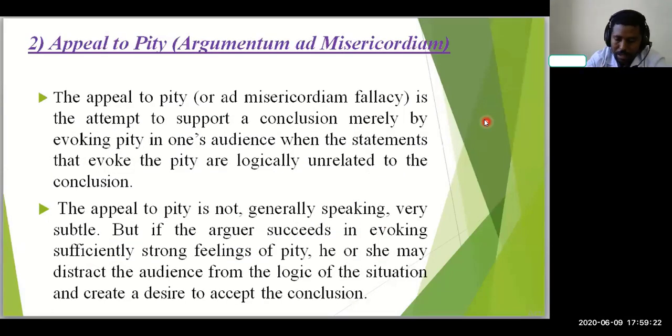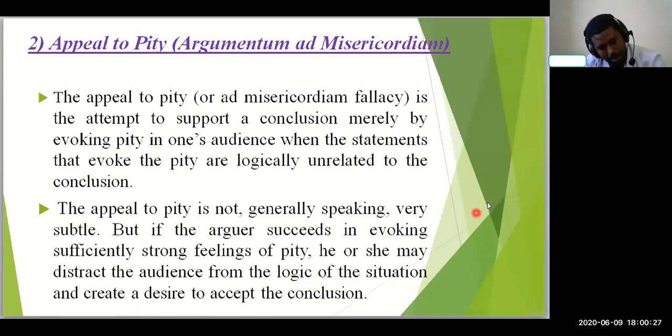I think you better understand what appeal to force is. The second is appeal to pity. It can be named argumentum ad misericordiam in Latin. Appeal to pity is an attempt to support the conclusion merely by invoking pity in one's audience when the statements that invoke the pity are logically unrelated to the conclusion. The appeal to pity is not, generally speaking, very subtle, but if the arguer succeeds in invoking a sufficiently strong feeling of pity, he or she may distract the audience from the logic of the situation and create a desire to accept the conclusion.